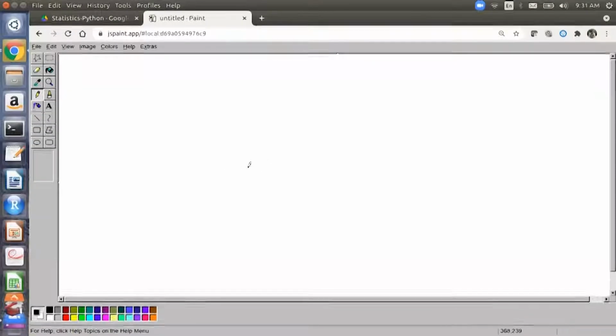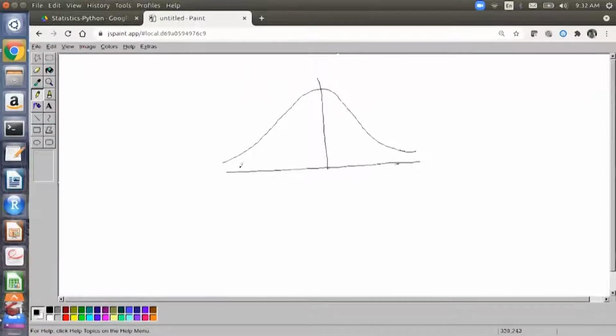Now what happens in the Z distribution? It will follow the same properties of the normal distribution: 68%, 95%, everything will be the same. The only thing is, for the standard normal distribution, mu will always be 0 and sigma will always be 1. Okay, guys, remember this.